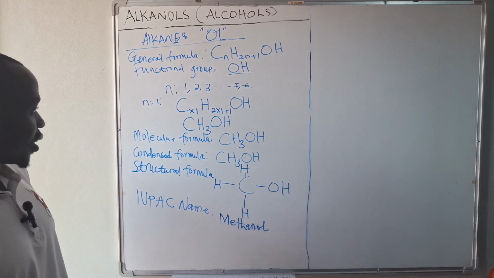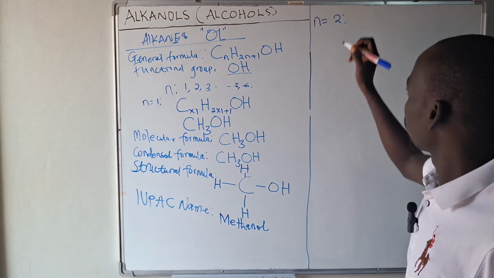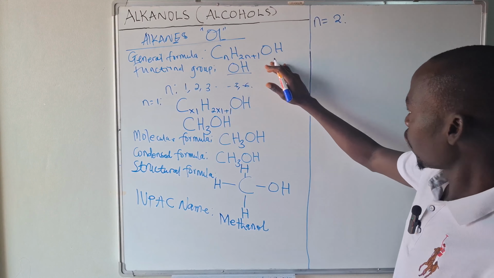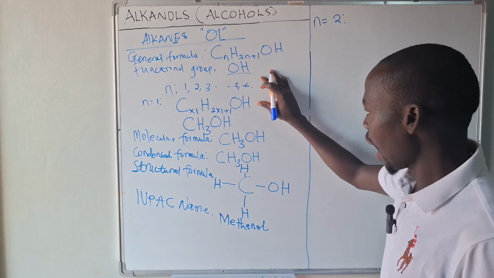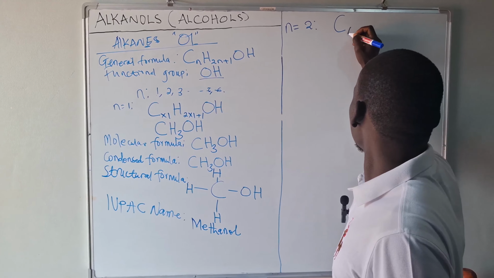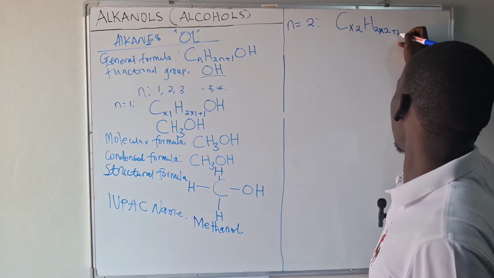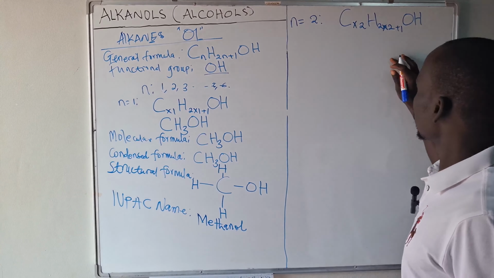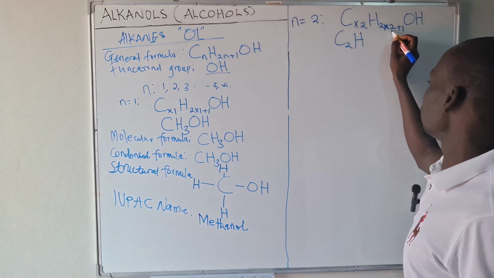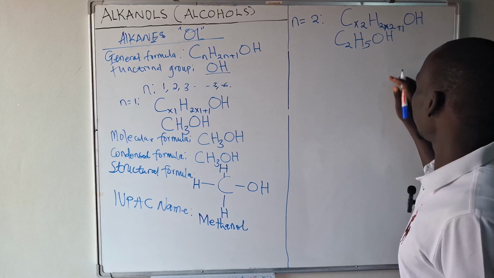And we are going to look at another example. What if we are given n to be 2? How can we put this in the formula such that at the end of the day, the general formula says we shall come up with the alcohol? So here we shall say C times 2, of course, plus 2 times 2 plus 1, then OH attached. So we shall be in a position to have C2H, this time 4 plus 1, 5. Then we shall have the OH attached.